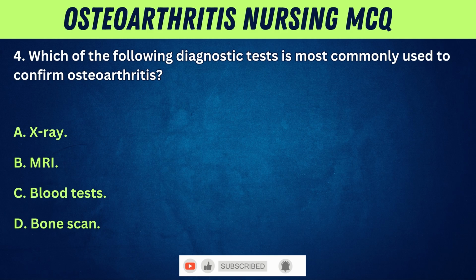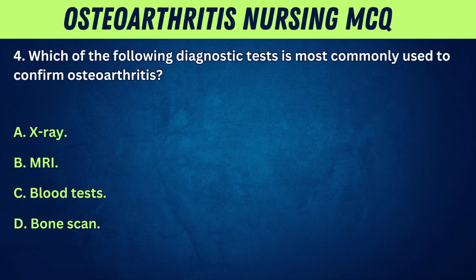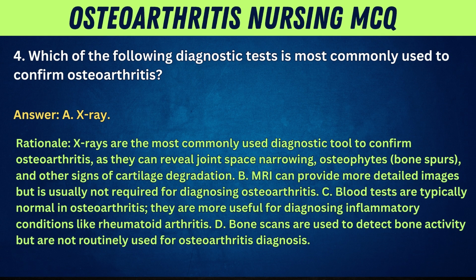4. Which of the following diagnostic tests is most commonly used to confirm osteoarthritis? A. X-ray. B. MRI. C. Blood tests. D. Bone scan. Answer: A. X-ray. Rationale: X-rays are the most commonly used diagnostic tool to confirm osteoarthritis, as they can reveal joint space narrowing, osteophytes, bone spurs, and other signs of cartilage degradation.